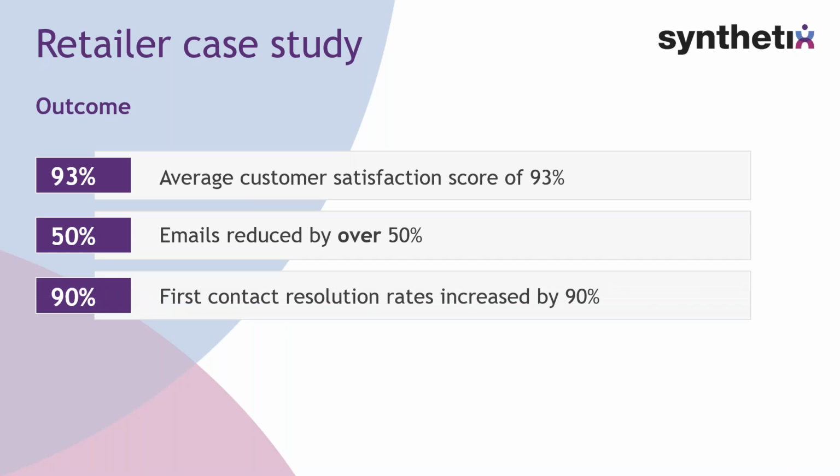90% first contact resolution rates. So, first contact resolution rates increased by 90%. So that's where we're talking about that average of 2.5 interactions per email. We were able to increase the amount of emails that were dealt with first time by 90%, which was absolutely huge in terms of the time and therefore the associated cost, operational cost that was burdened upon the contact center.